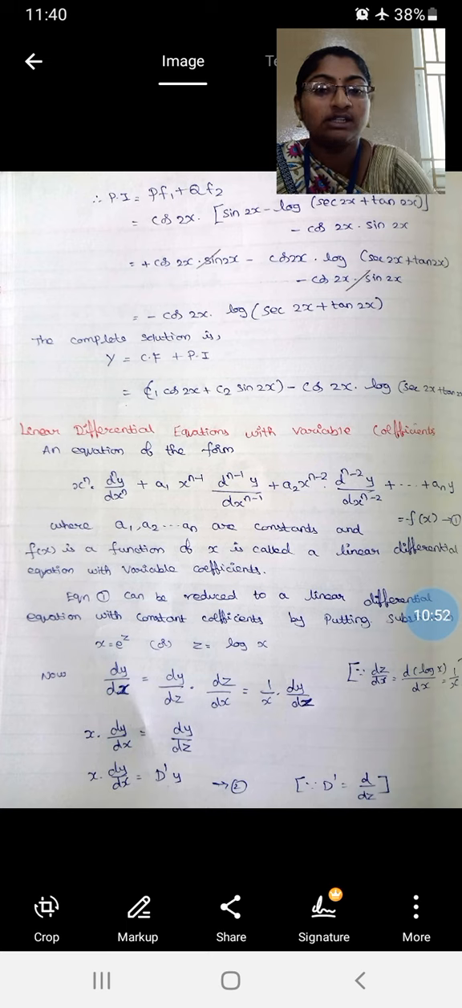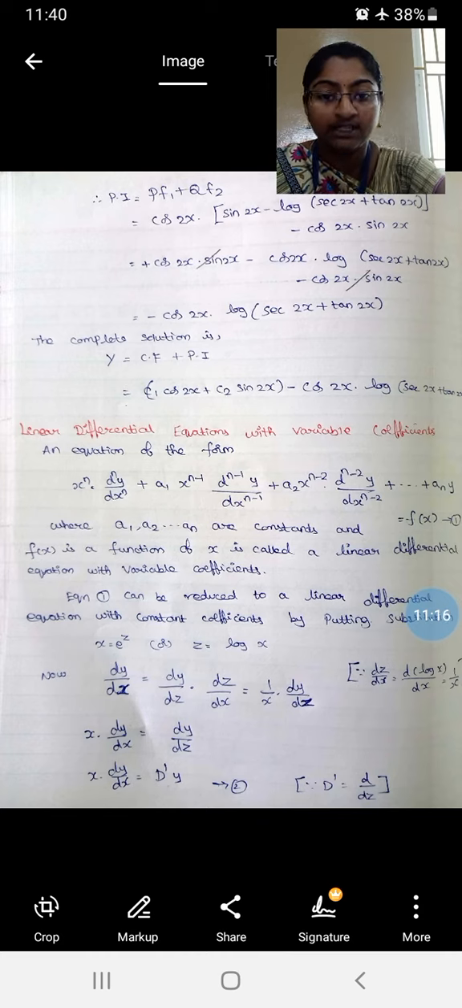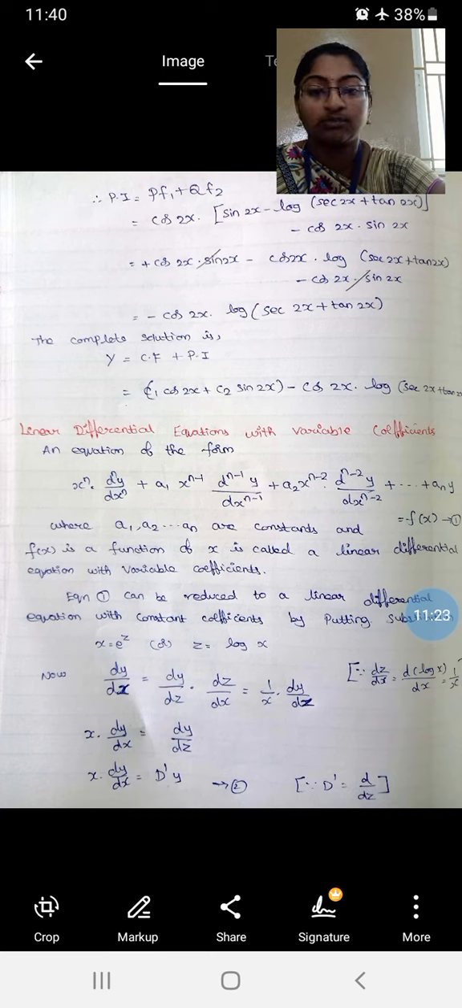Equation 1 can be reduced to a linear differential equation with constant coefficients by putting x equal to e power z, or z equal to log x. So I am changing this variable coefficient into constant coefficients using our last type of method. We already know that the value of x is e power z. Take log on both sides, so x becomes log x, and log e power z becomes z.